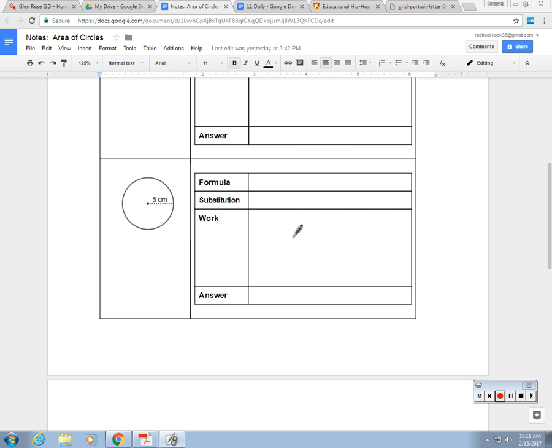So we have 3.14 times 25. 5 times 4 is 20. 5 times 1 is 5, 6, 7, 15. Add our 0, we get 8, 2, 6. Add those together.